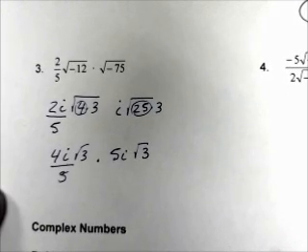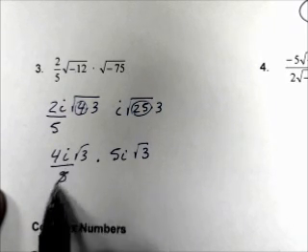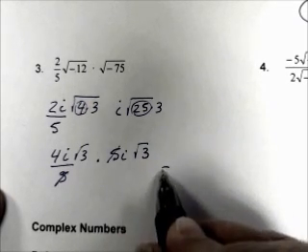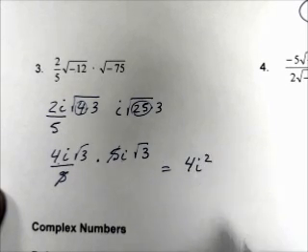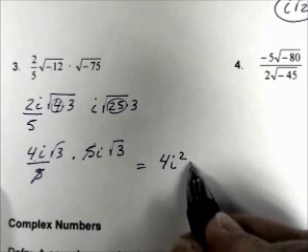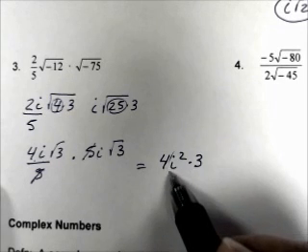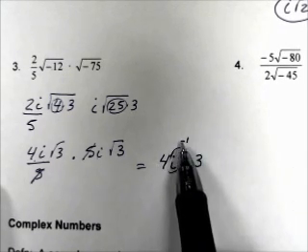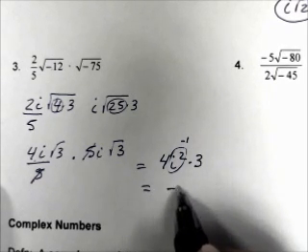And we have multiplication, and before we go and multiply, the 5 in the denominator will divide out with the 5 in the numerator here. So it looks like we're left with 4i times i, which is 4i squared. The square root of 3 times the square root of 3 is simply going to be 3. And i squared is equivalent to negative 1. So this is 4 times negative 1 times 3, which is negative 12.